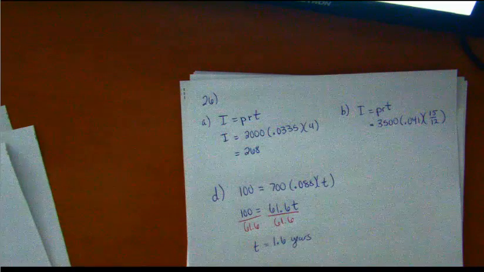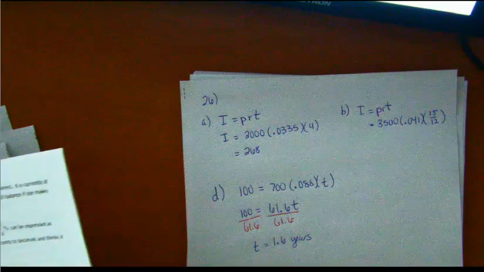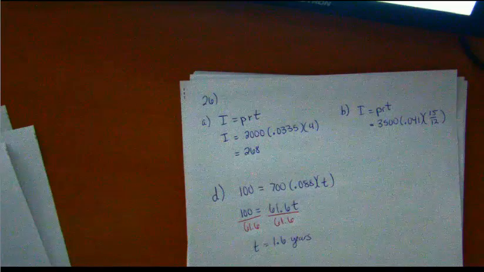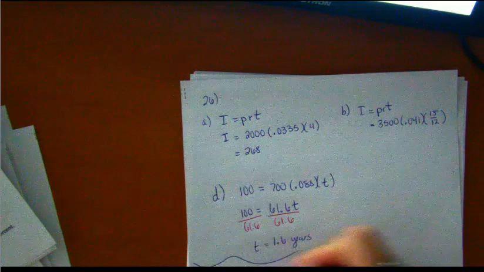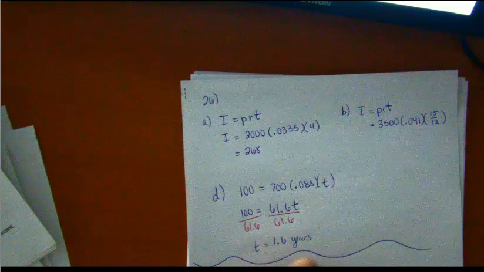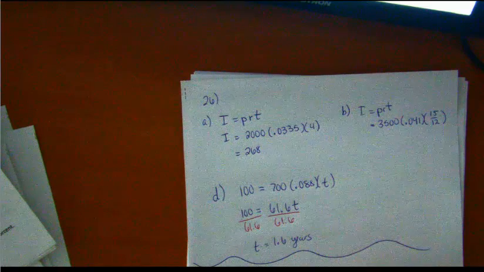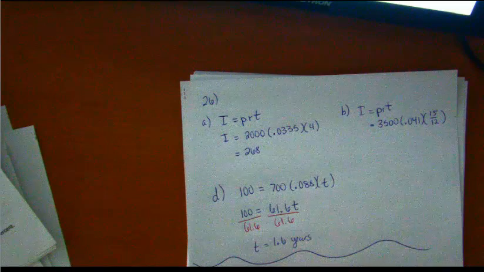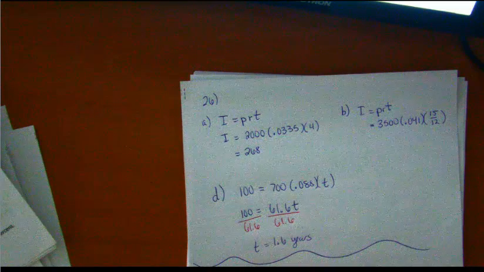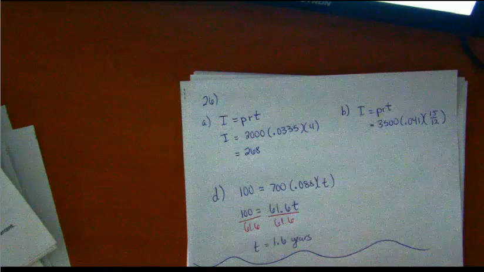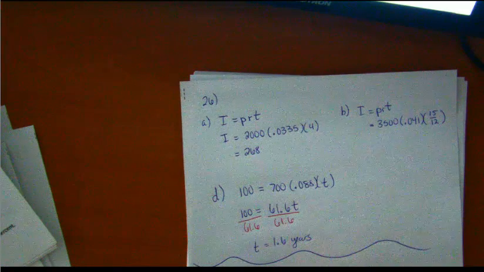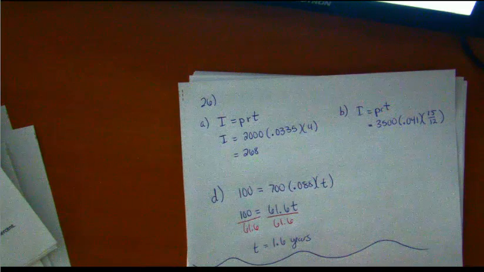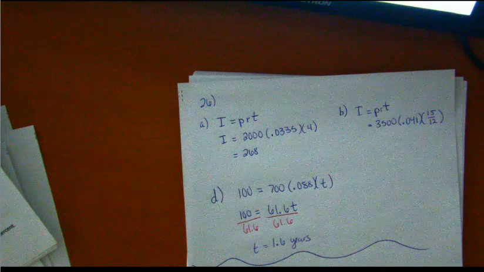Can we do that for 30 on the same page? Yeah. Same idea. We have principal, that's the 9,500. We've got interest, that's the 900. We've got time, 19 months, so that's 19 divided by 12. What we don't have is R.